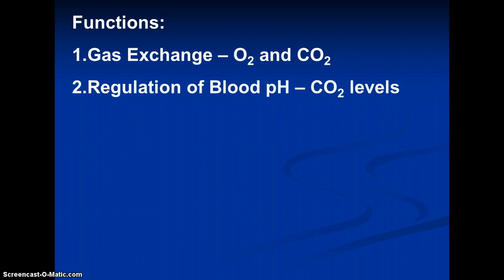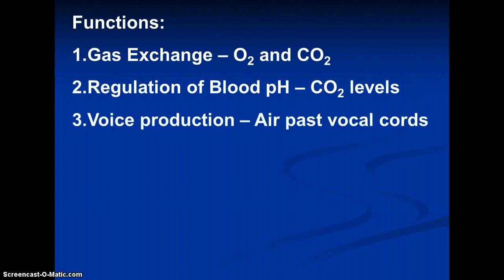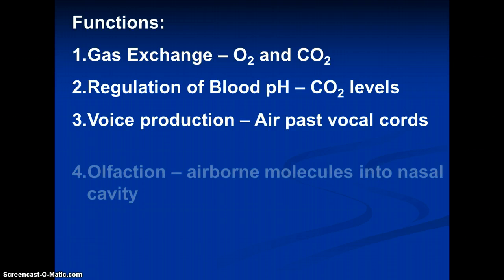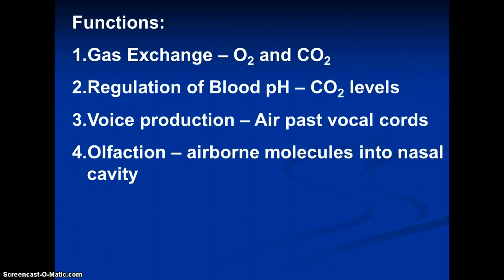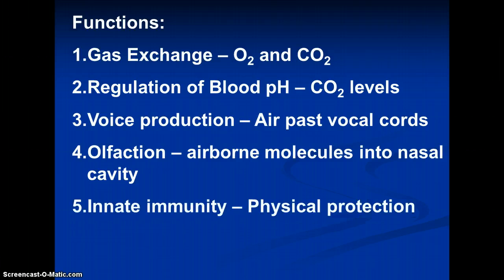Regulation of blood pH. Remember, carbon dioxide levels, when they're in the blood, create a lower pH. The brain detects that and tells you to breathe faster to get rid of the CO2. Voice production. Can't speak unless you're moving air past your vocal cords. Olfaction. When you inhale, you're breathing in particles which are picked up by your nerves in your nasal passages, allowing you to breathe and smell things.